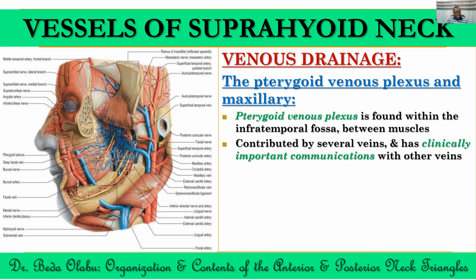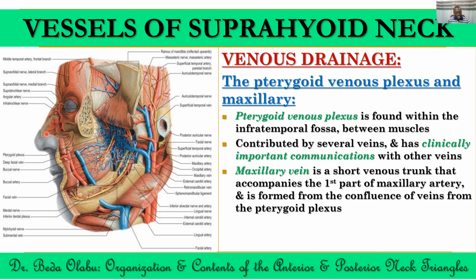The other clinically important communication is the connection between the facial vein and the pterygoid venous plexus through the deep facial vein. And then the other one that is of clinical importance is the communication between the pterygoid venous plexus and the cavernous sinus through emissary veins that may pass through foramen vesalii. Remember, the importance of understanding the communication is because of the possibility of spread of infections from the face. Remember the danger area of the face concept, and also between the pterygoid venous plexus and the cavernous sinus.